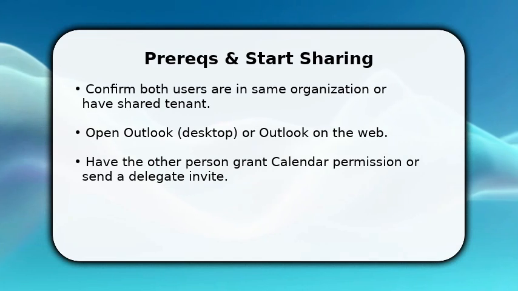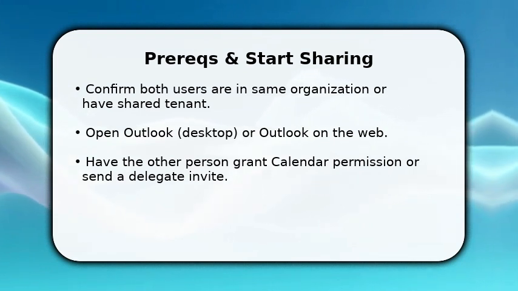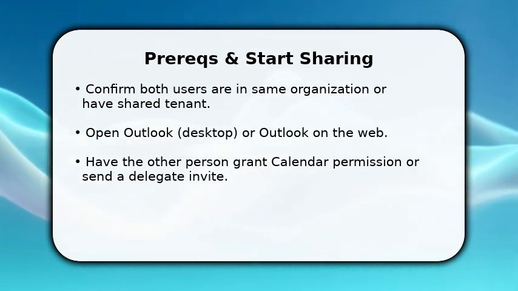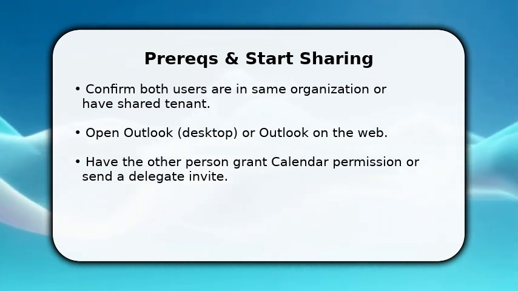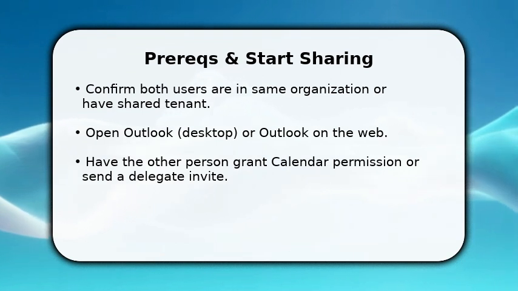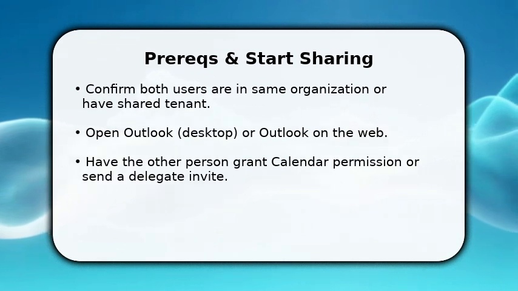You start immediately by confirming prerequisites. Both accounts must be in the same organization or have explicit sharing enabled. Open Outlook on the desktop or Outlook on the web. You'll need access to settings. Ask the other person to grant you calendar permission or to add you as a delegate. This is the only supported way to see full details.